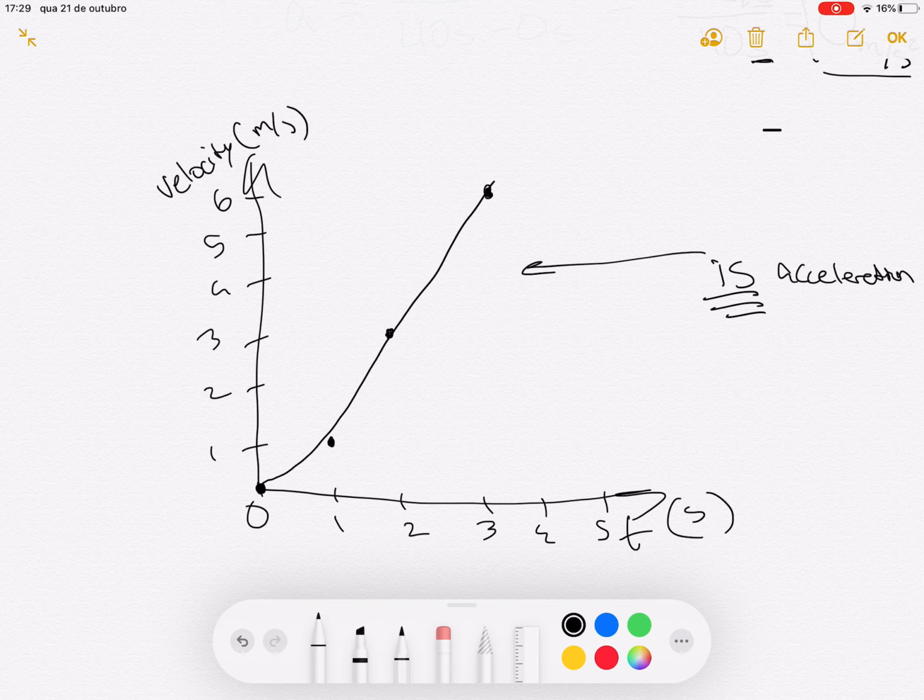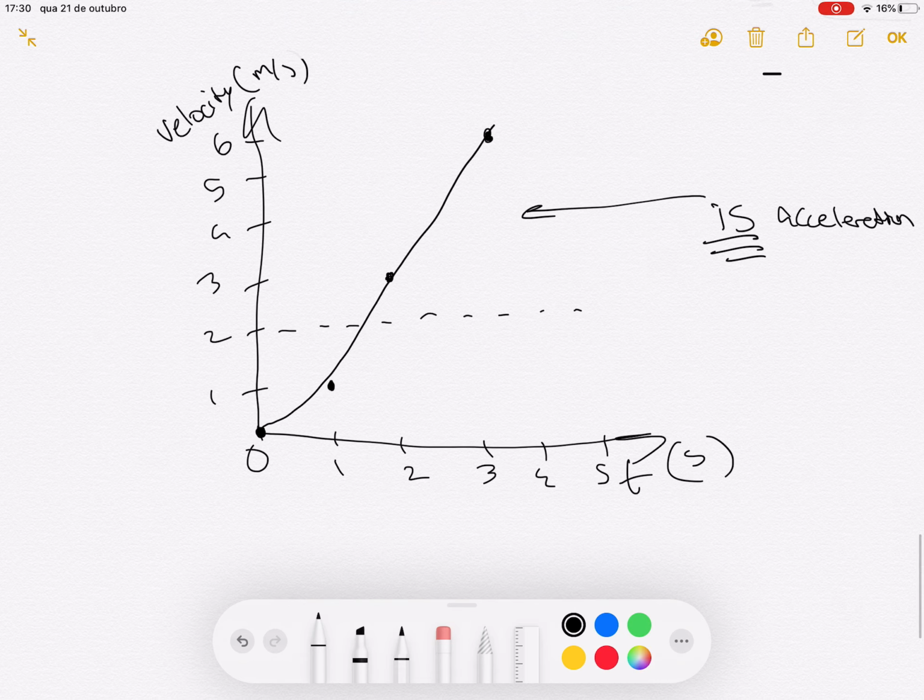Why? Well, because, like we said, acceleration is change in velocity. And as we can see, velocity is changing. It would only not change if there were a straight line. But since the velocity increases, in this case, then there has to be acceleration.